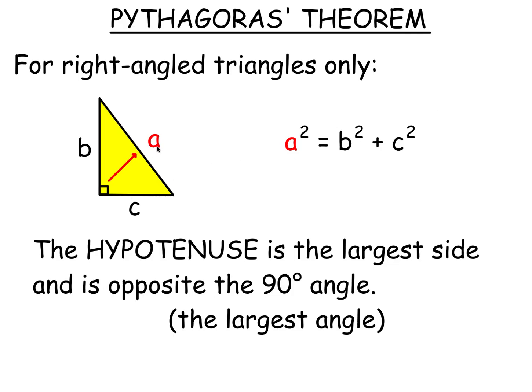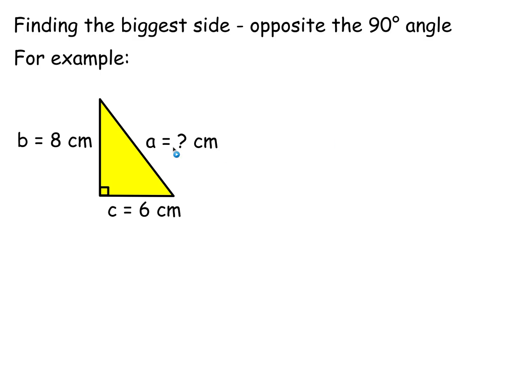The largest side is opposite the largest angle, the 90-degree angle. It's called the hypotenuse. Labelled A, we can memorise Pythagoras' theorem as A squared equals B squared plus C squared. So if we know two sides of a right-angled triangle, we can work out the third side. Here A is the hypotenuse opposite the right angle. A squared equals 8 squared plus 6 squared.